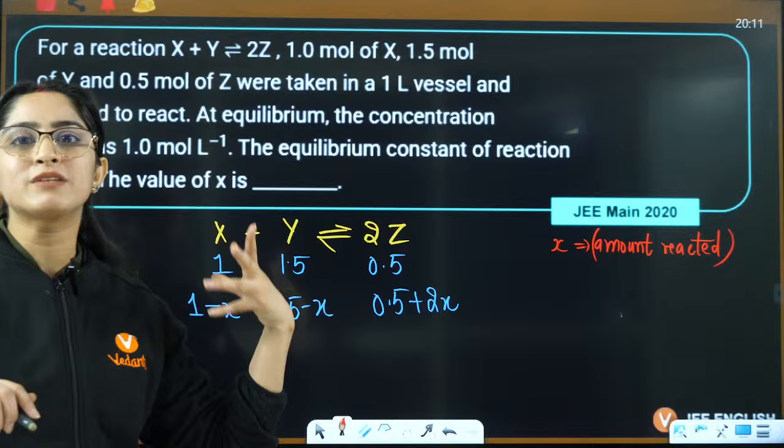Right? Once you have this, next they have given at equilibrium, because these are the things that you have at equilibrium, right? Now they are saying at equilibrium the concentration of Z was 1.0 mole per liter, right? So guys, if you see, these are the number of moles. Now one thing to remember, what is there in Kc?